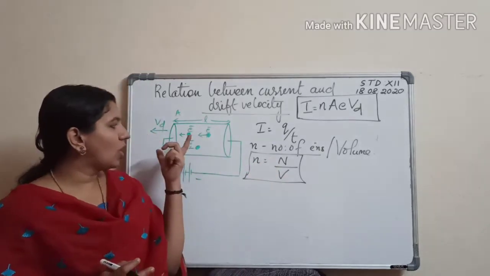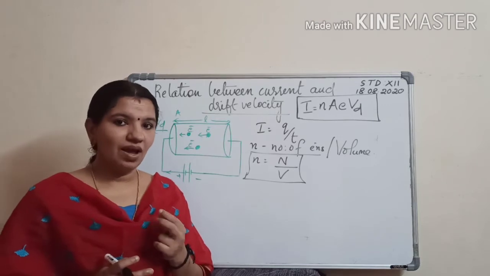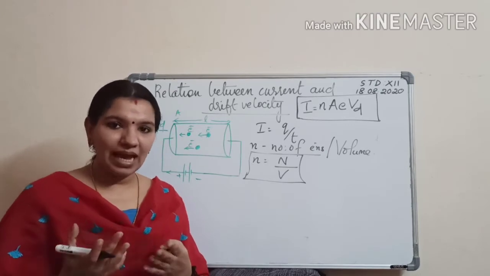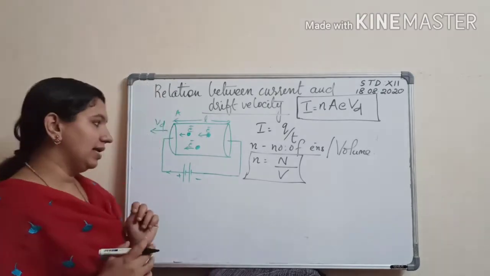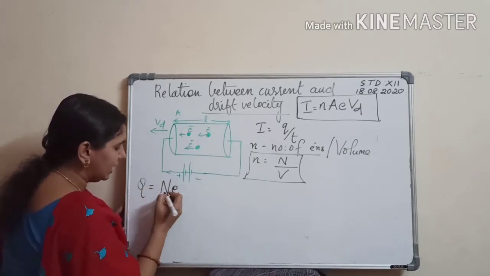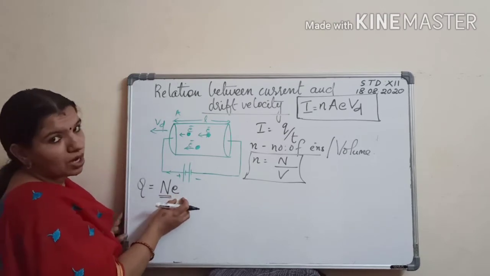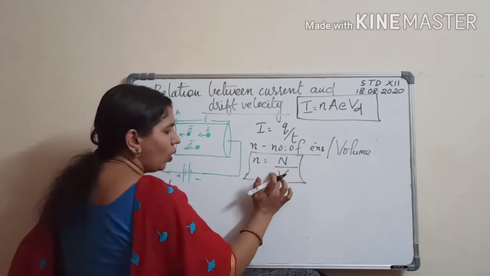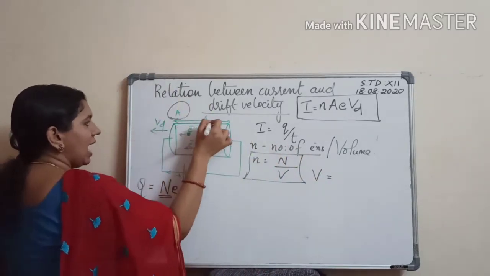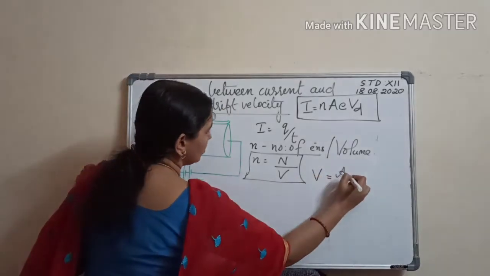How will you write the total charge? Remembering the quantization of charge, Q is equal to Ne. So the total charge of the conductor can be represented as Q is equal to Ne, where N is the number of electrons and e is the charge of the electron. Now listen, here volume is there, no? What is the expression for volume? Here you have the area of cross section A and length L, so the volume is A into L.